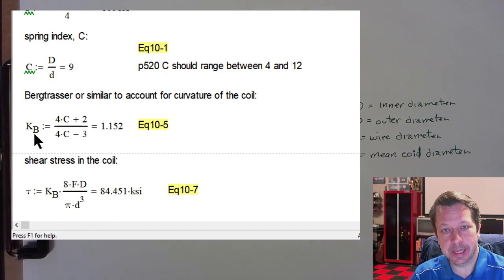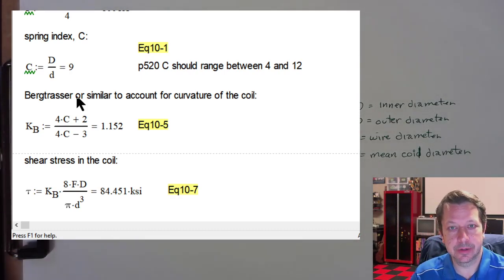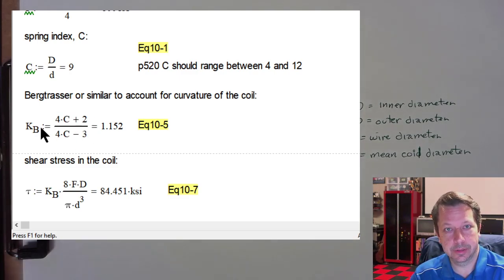KB, this is capital K B. This is the Bergstrasser effect. So what this is, or coefficient, it ends up being a coefficient later. There's several of these. There's Bergstrasser, Wahl. There might be some others. Bergstrasser is one of the easy ones to calculate right here. This is all it is. You take your spring index and some constants, 4, 2, 4, 3, and calculate this Bergstrasser coefficient.